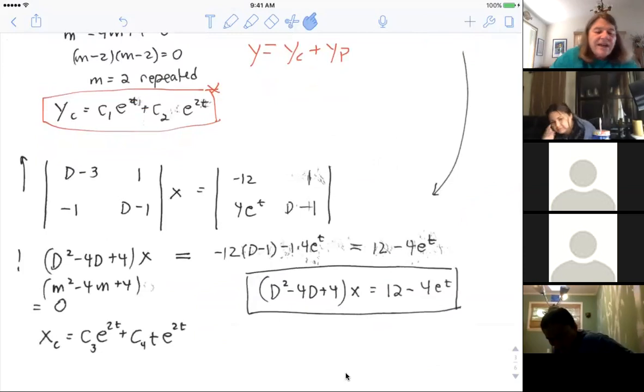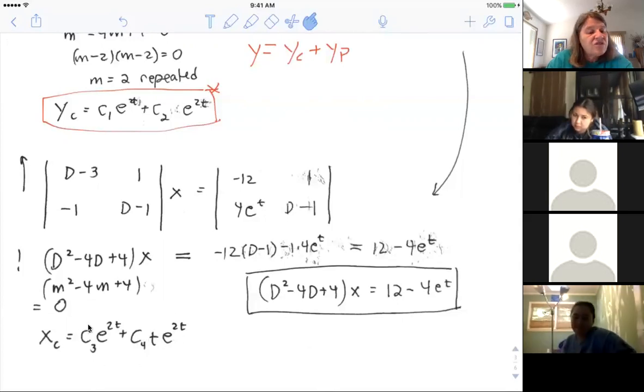If we were doing x, again, this determinant on this side looked exactly the same. So if you look at the homogeneous part, it's going to be C3 e to the 2t, C4 t e to the 2t. All you need to do is change the C3 and C4 because you don't know that they're the same. They're related, but you don't know they're the same.